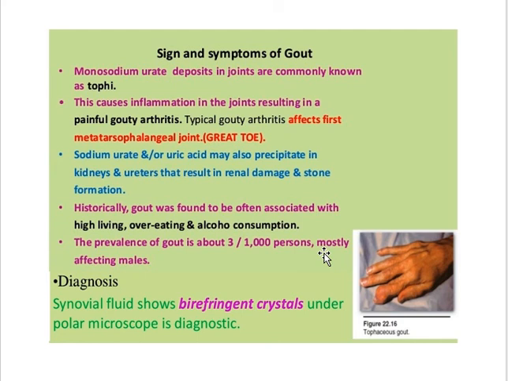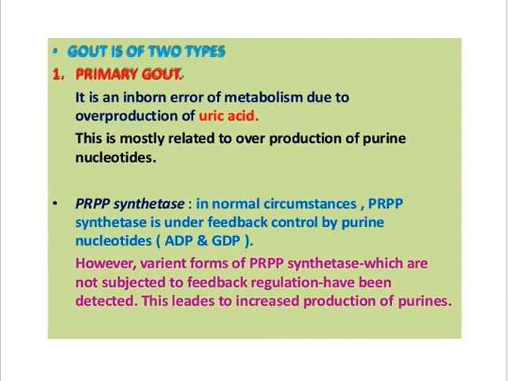Gout can be diagnosed by detecting the sodium urate crystals in the synovial fluid. The synovial fluid from the joints is first aspirated, and then it is examined under a microscope for the presence of sodium urate crystals.